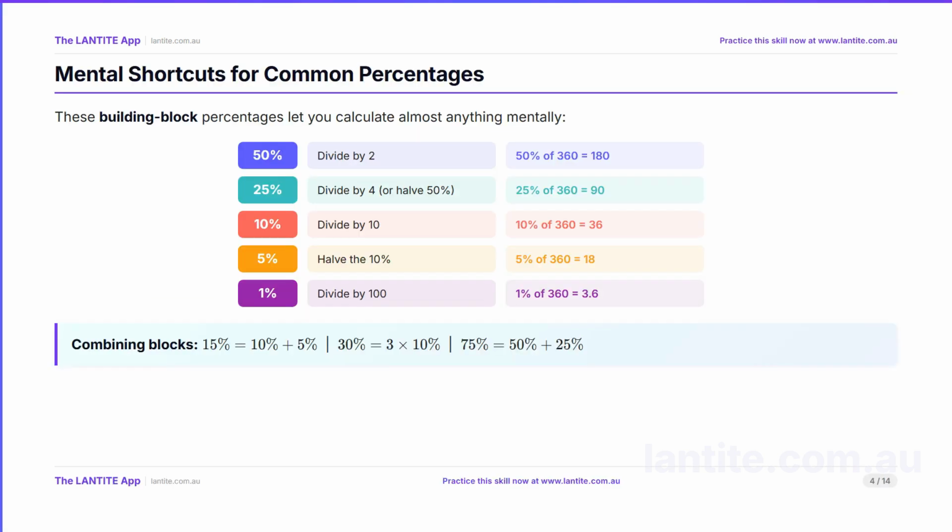Here are the building block percentages you should know. 50%, just divide by 2. 25%, divide by 4, or halve your 50% answer. 10%, divide by 10, which means move the decimal point one place left. 5%, halve your 10% result, and 1%, divide by 100. The power of these building blocks is that you can combine them to find almost any percentage. For example, 15% is 10% plus 5%. 30% is 3 lots of 10%. 75% is 50% plus 25%.